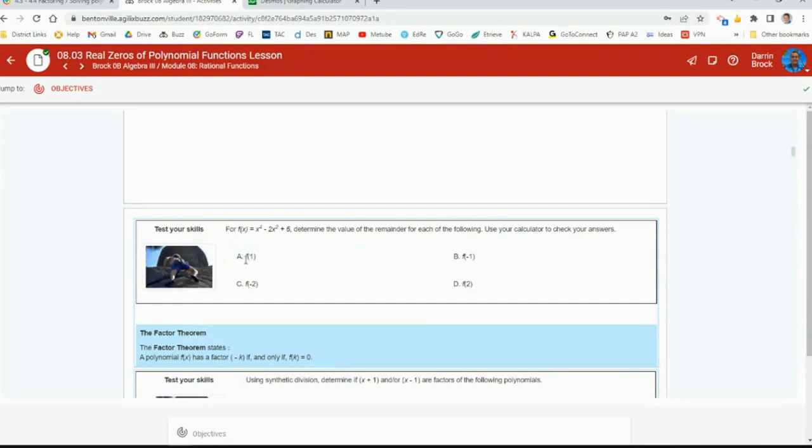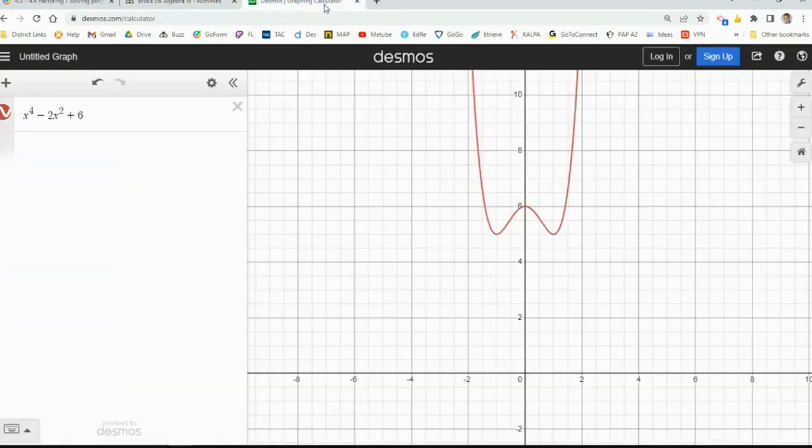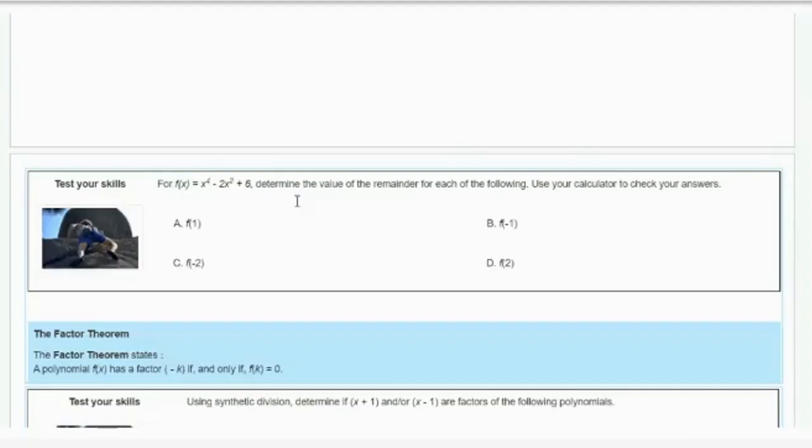Then it gives you a chance to do that. Determine the value of the remainder, and then graph that. That's the equation we just did. Here's some other ones you can divide by in synthetic division and see if you can determine what the point is. Then you can look at the graph and check to see if you're correct.